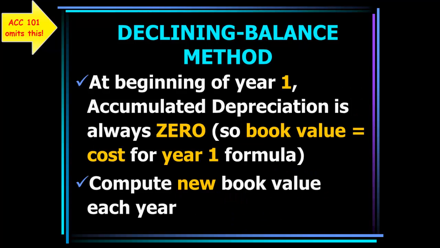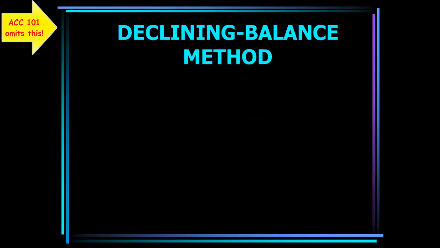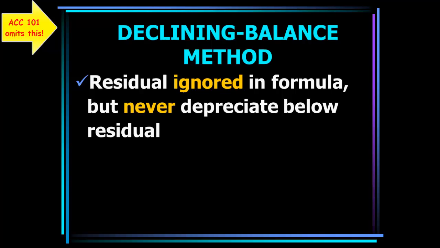That never works well. At the beginning of year 1, I have no accumulated depreciation because this is the first year and I haven't depreciated it yet. So for year 1, my book value is always my cost. That doesn't mean my expense is 0, but my book value is cost for year 1. Each year the book value is going to change, and we're going to calculate a new book value. We'll ignore the residual in this formula.